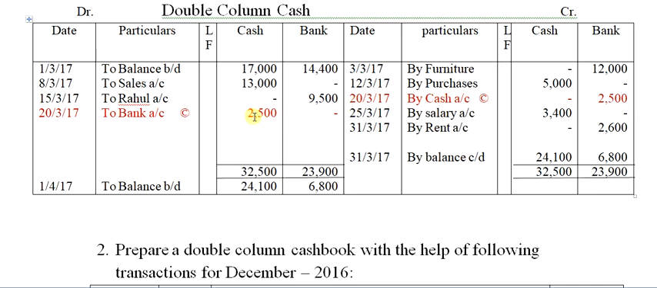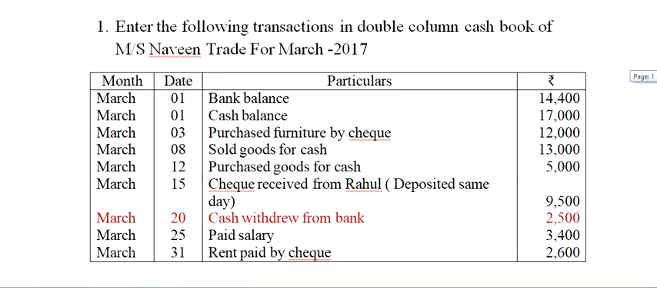So again here what happens on 20/3/2017? What is increasing? Cash balance is increasing. Where we are getting the cash from? The bank. To bank account. So this is treated as which entry here? Contra entry, my dear students.